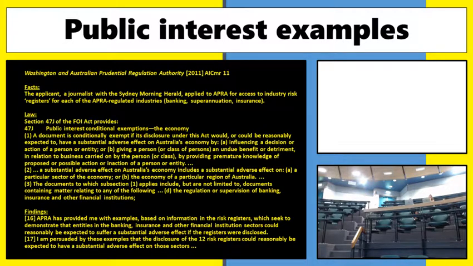And remember that the commissioner has access to the documents. So they have access to the documents themselves, and they can go and receive information from the parties as well. And so there, the commissioner is satisfied that giving the industry risk registers for banking, superannuation, and insurance, and releasing those to the Sydney Morning Herald, would actually be adverse to the economy of Australia as a result. Going to have some form of substantial adverse effect. The commissioner determines that. They get to look at both sides, whereas you as the applicant don't. That's a little bit tricky, that part.